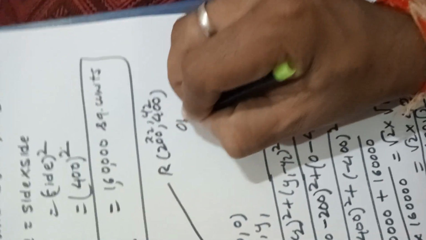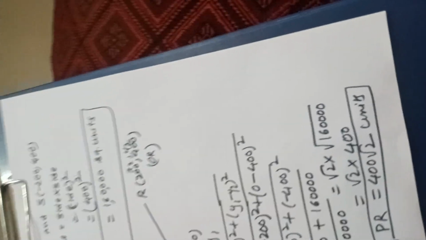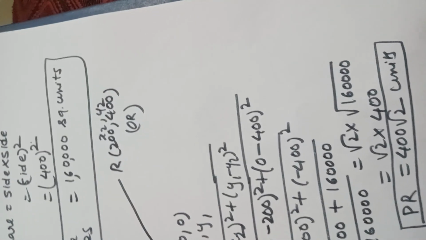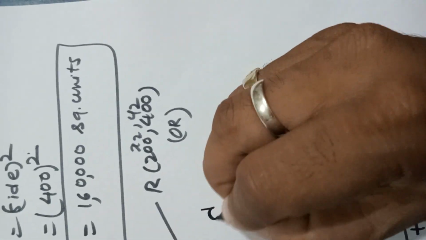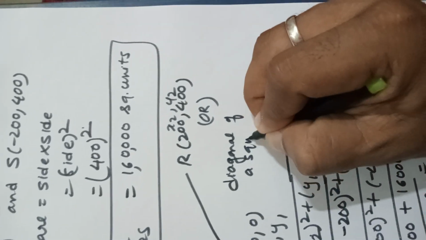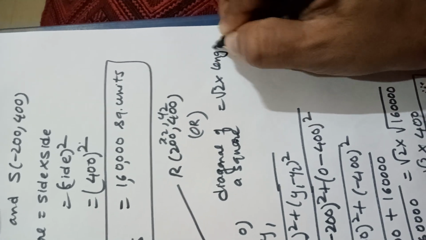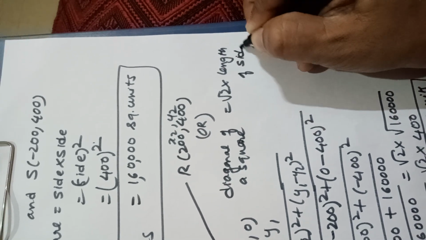Or there is another alternative which is much easier than this, but I did explain this so that the students will have a better understanding of how to use distance formula to find the length of a side or distance between 2 points. Now there is another alternative which is much easier than this. It says that diagonal of a square is root 2 into length of side, length of side of square.